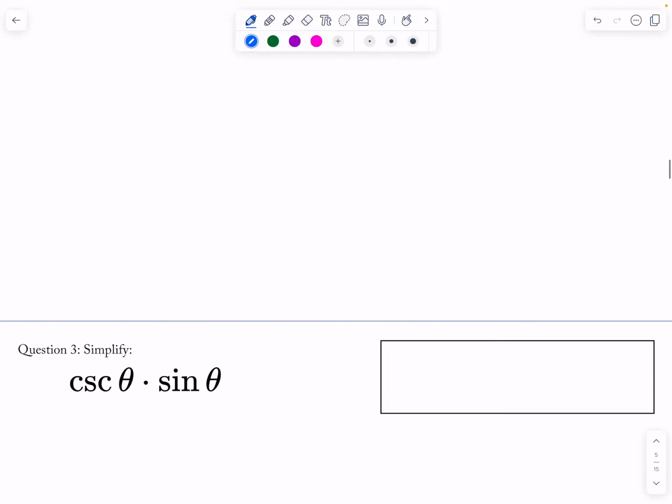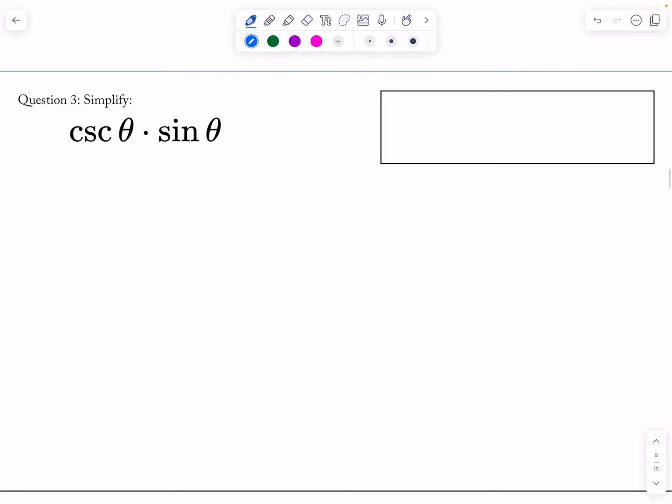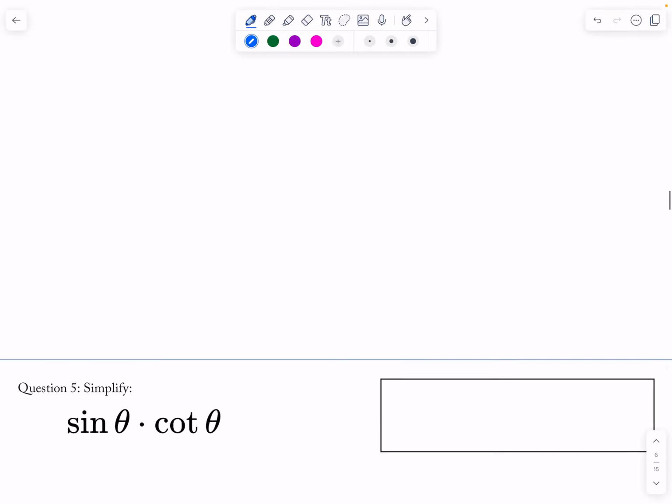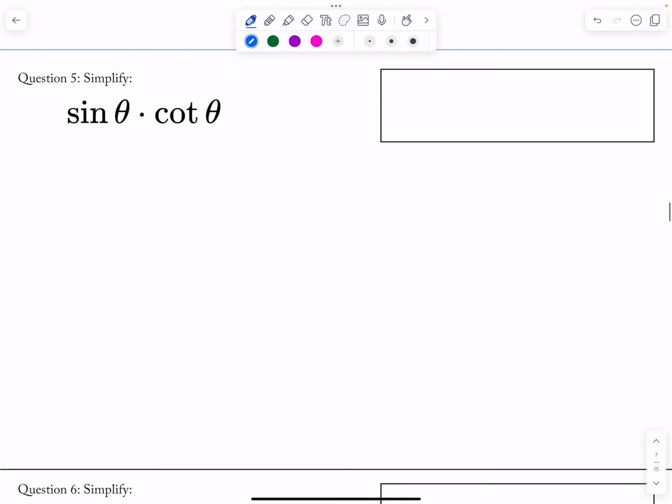Okay. Odd numbered questions again. Cosecant is the same thing as 1 over sine. And I'm multiplying by sine of theta, which is technically over 1. My sines cancel out, and I'm left with 1. Going to question 5, I have sine of theta.